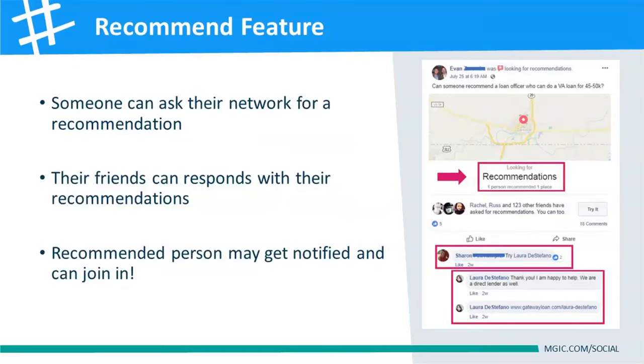And one more note about recommendations. Outside of those recommendations, there's also a feature that Facebook has where if someone is asking for a recommendation via a Facebook post, it's going to reformat the post to highlight that someone's looking for recommendations. So here's one example I found. Someone said, hey, can someone recommend a loan officer who can do a VA loan for 45 to 50K? And you can see someone popped in and said, hey, try this person. Because that person was tagged, they were able to see they were recommended and follow up with this person directly. So having that presence on Facebook lets you view these word of mouth recommendations in real time and follow up on them.